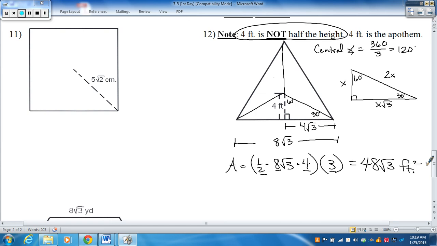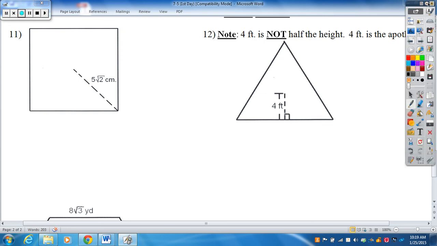Okay? So by now you've seen 2 examples, 2 different problems. Start the same way. Find your central angle. Figure out your side lengths and your apothem length, and then go from there. And so with that being said, take a moment, pause your video, see if you can figure out how to do the last problem on your paper.